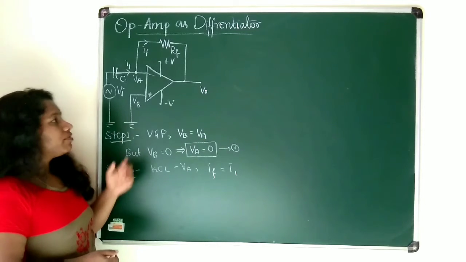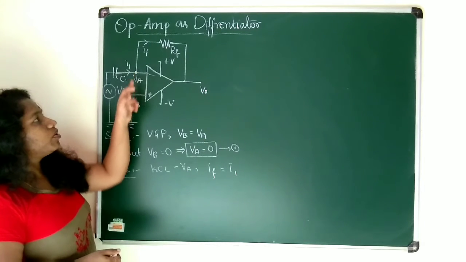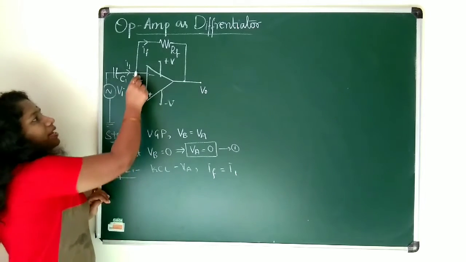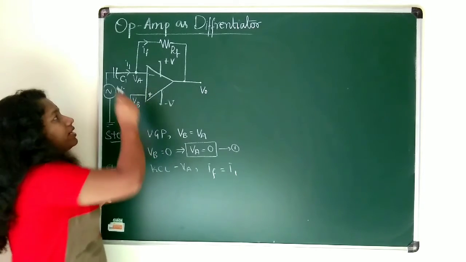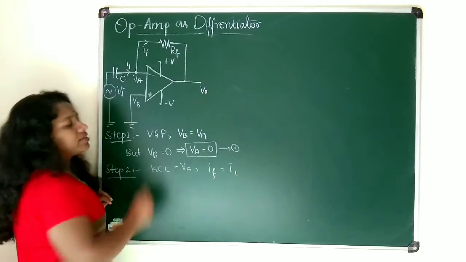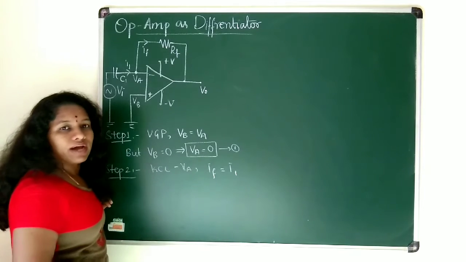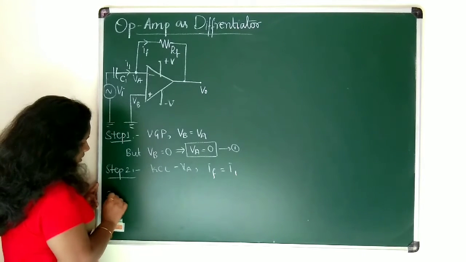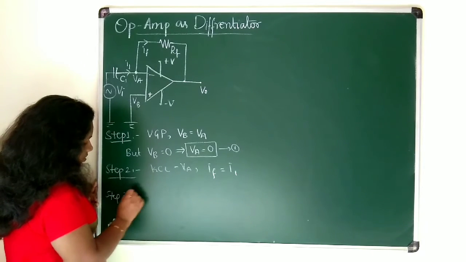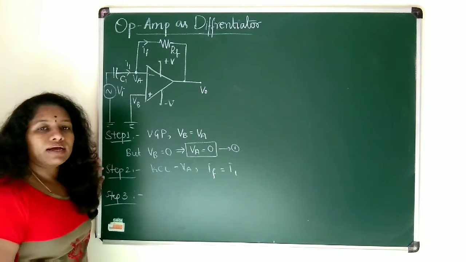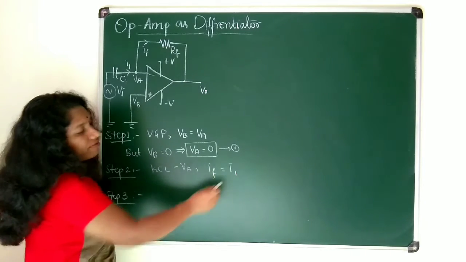In the second step, we will be applying KCL to the node VA. So, when you apply KCL to this VA node, the current entering is I1, and the current leaving is IF. So that IF is equal to I1. Now, you need to substitute for the current values. Step 3 says that you need to apply the values for IF and I1.